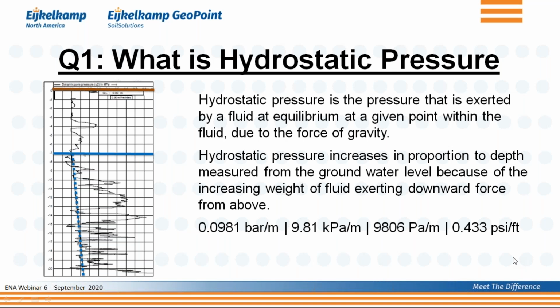So if you calculate the excess pore water pressure, which is the difference between the measured pore water pressure and the hydrostatic pressure, and you divide it by 0.433, then you get psi divided by psi per foot. So that gets you a distance in feet. That gives you how much higher the water table is above the level where you are doing the test.